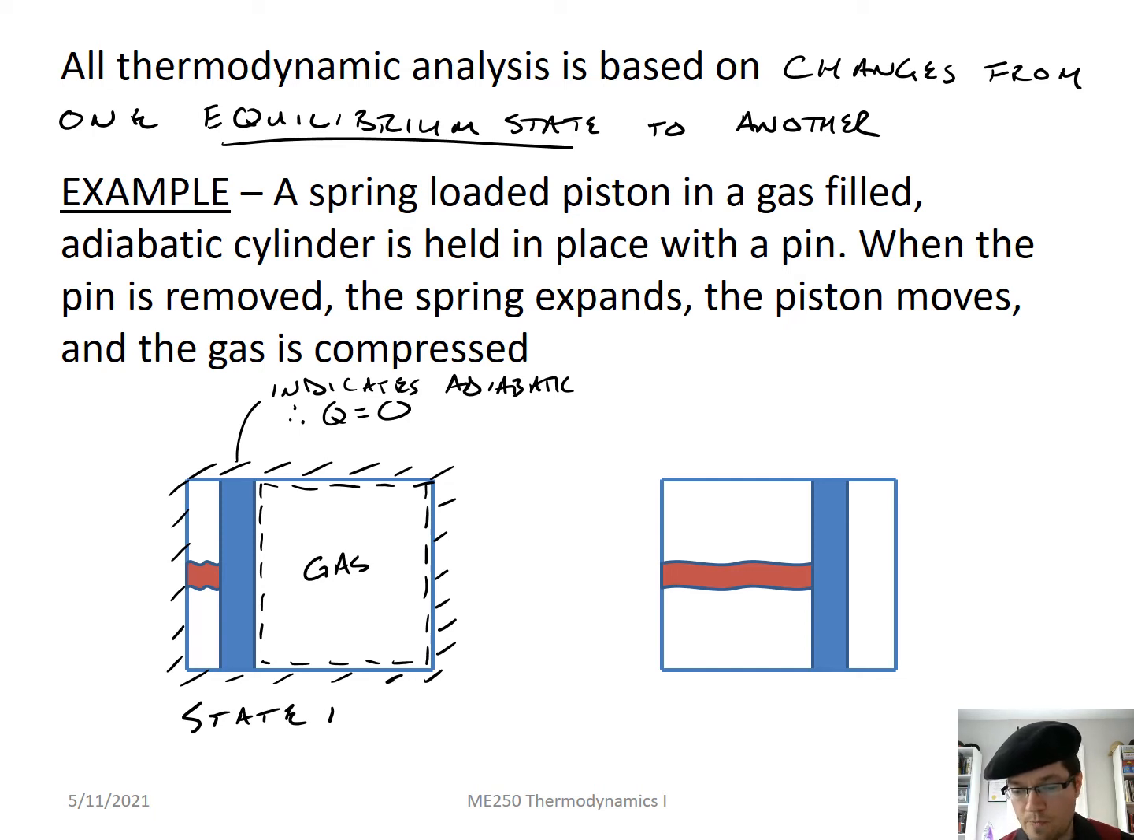So here's state 2, where we have removed the pin, and the spring has extended and pushed the piston to the right of the cylinder, and we're considering as our system the same chunk of mass, now smaller in volume because it's been compressed. So we've removed the pin, the spring expands, the piston moves, and the gas is compressed. How can we treat this thermodynamically?